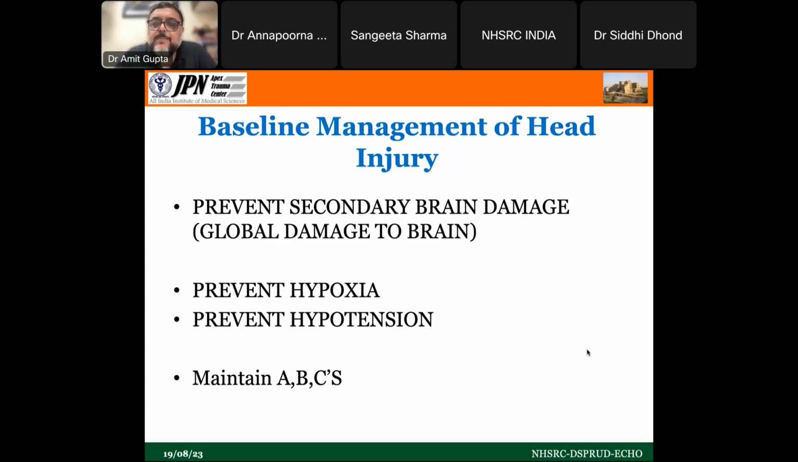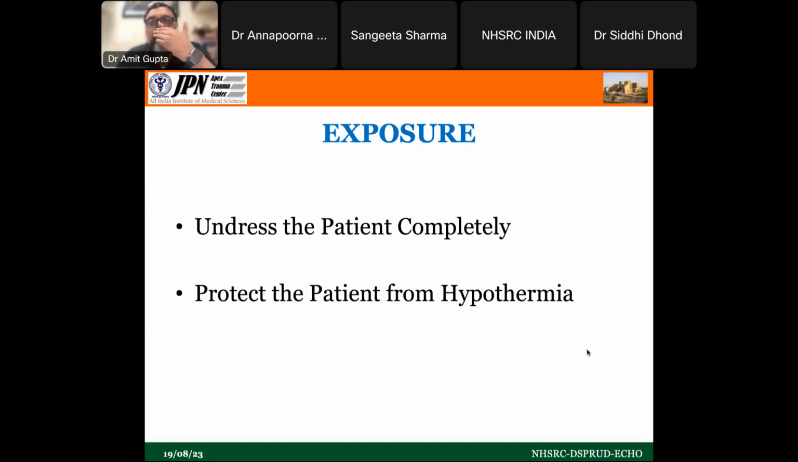Otherwise, these patients can be observed and discharged. But if there are warning signs like loss of consciousness for more than 5 minutes, base of skull fracture signs, vomiting, or neurological deficits, these are the patients who should get a CT scan and a neurosurgical evaluation. So that was from my side.